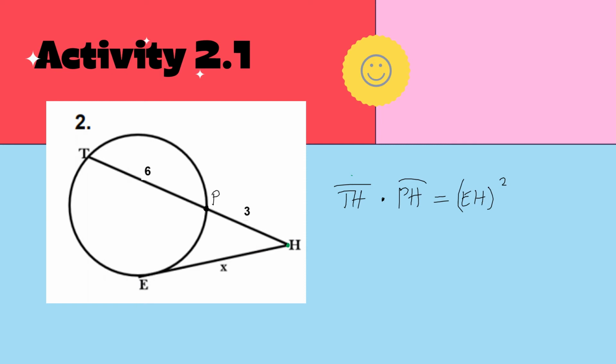So, anong measurement ng buong secant segment, which is TH? So, 6 dito, 3 naman dito. So, yung buo, from T to H, 6 plus 3 po yun. Okay? Which is 9. So, isulat natin 6 plus 3. Yun po ang measurement ng buong segment from T to H. Okay? And then, times yung PH, that is 3. And then, yung EH ay X. And then, E-square natin. Yan. And then, let's evaluate this. 6 plus 3 is 9 times 3 equals x squared. 9 times 3 is 27 equals x squared.